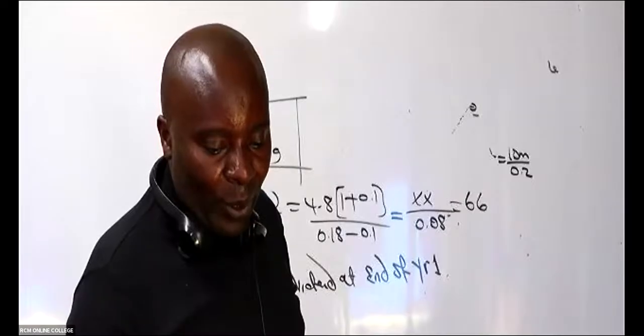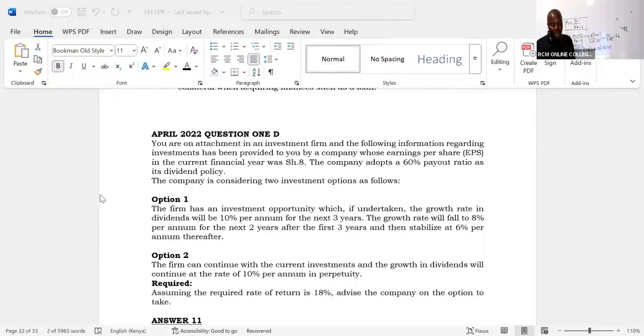We go to option number one. Option number one was really interesting. So for option number one, they told us the farm has an investment opportunity, which if undertaken, the growth rate in dividends will be 10% per annum for the next 3 years. The growth rate will fall to 8% per annum for the next 2 years after the first 3 years, and then stabilize at 6% per annum thereafter.